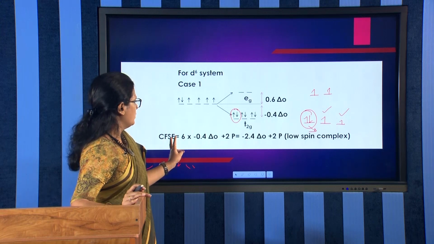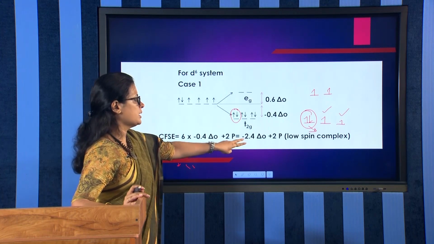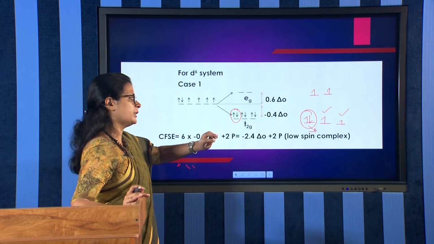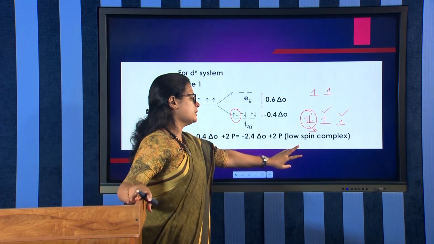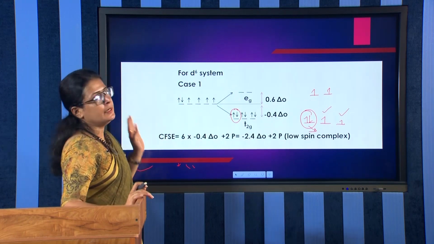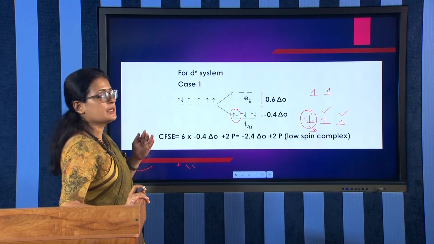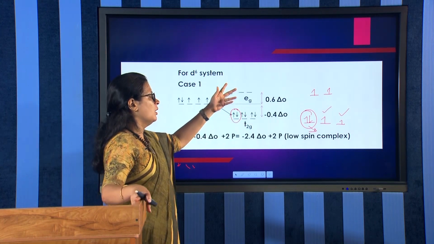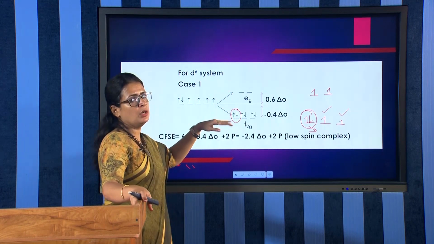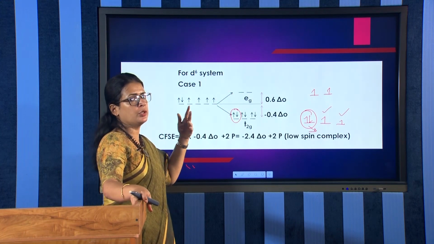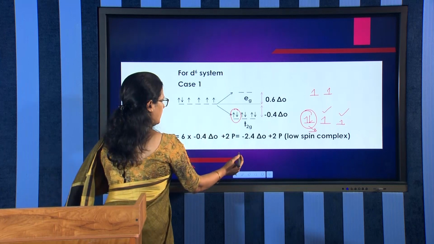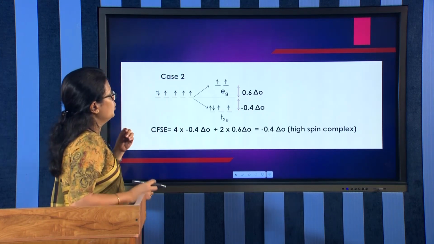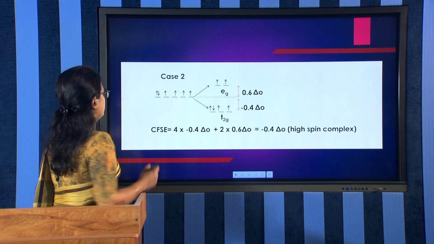Okay. Now the crystal field stabilization energy is minus 2.4 delta O plus 2 pairing energy. It is a low spin d6 system. Why is it called low spin? All the electrons are paired, and it is not going to the upper side, to the eg orbital. And now the case 2, d6 case 2.